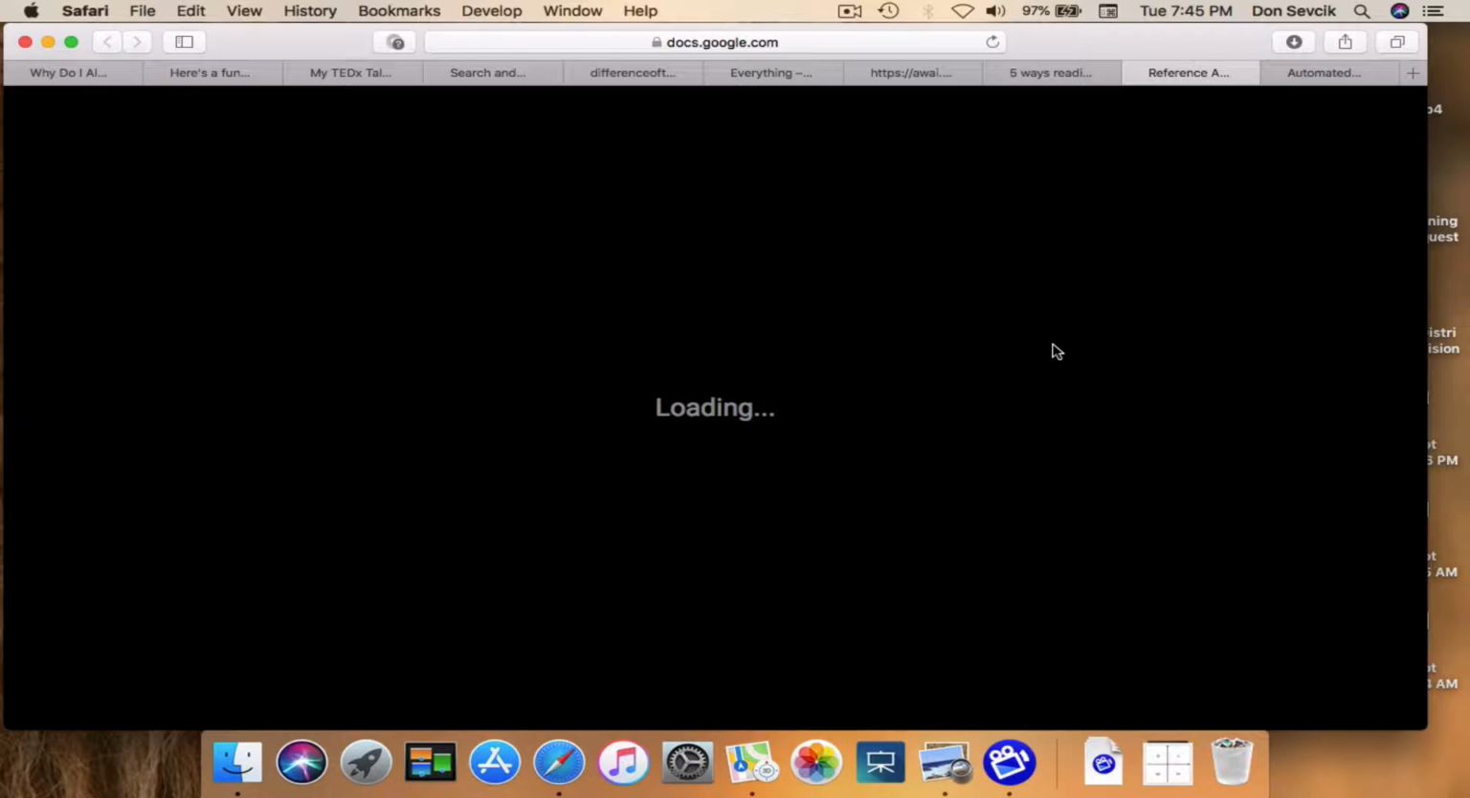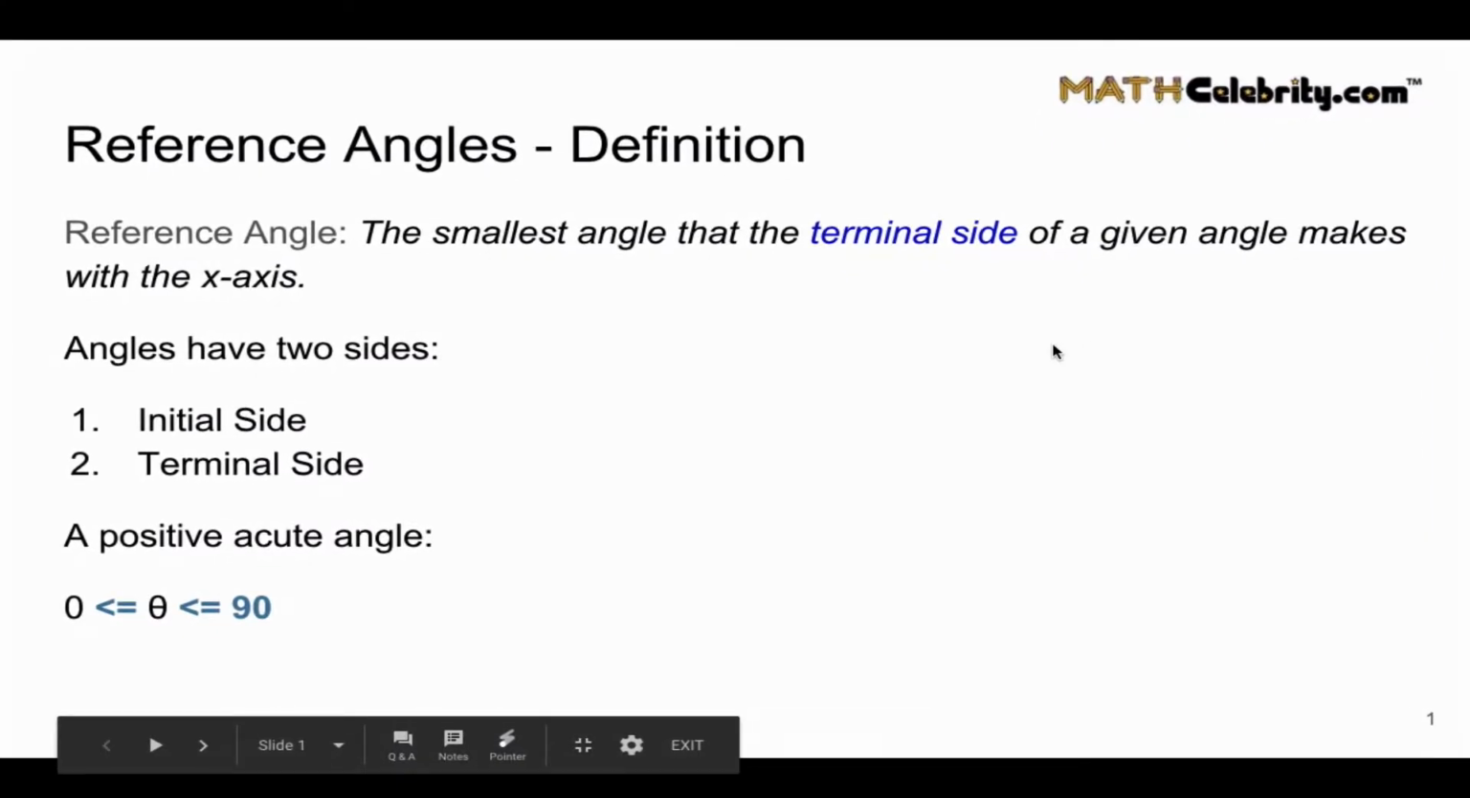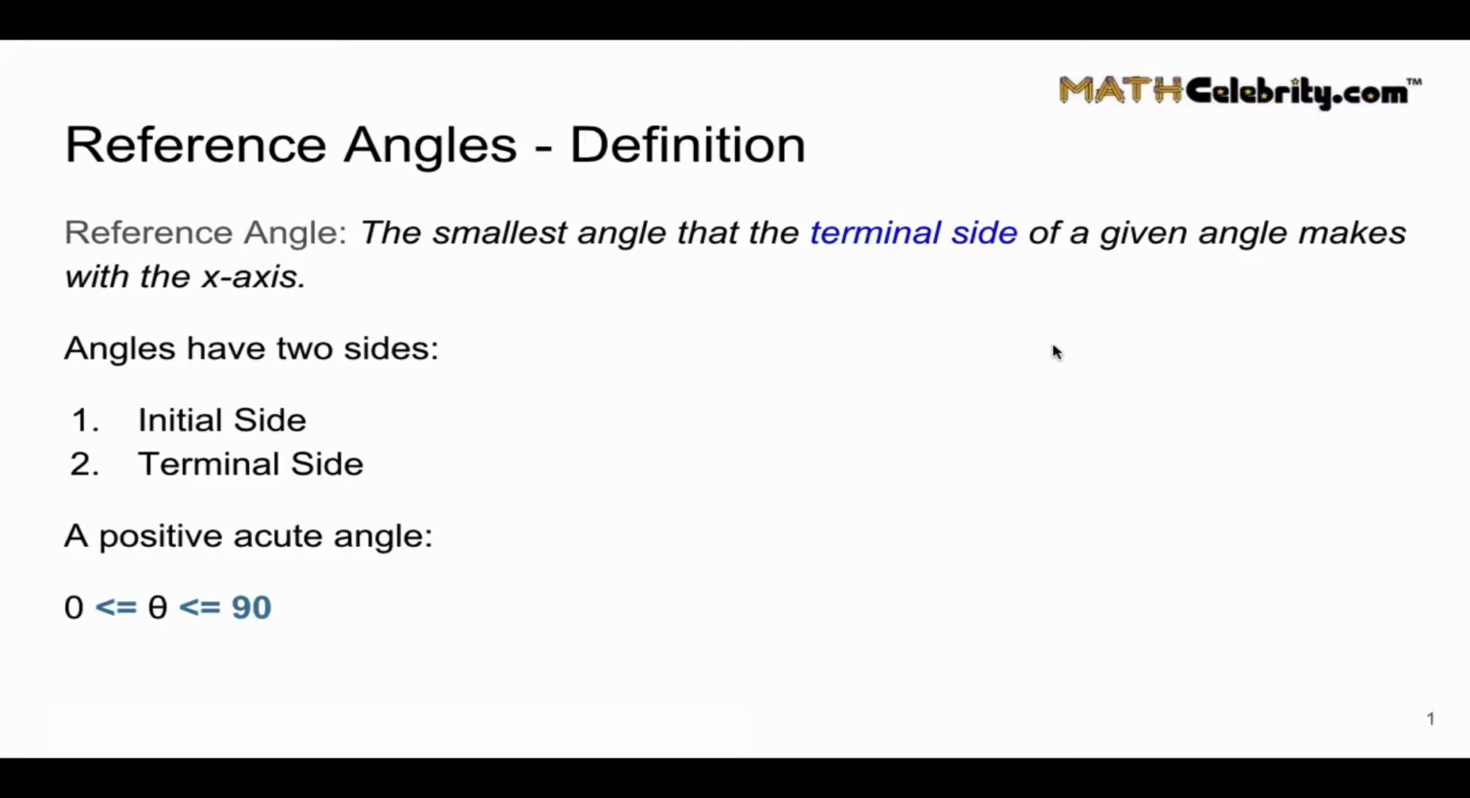First, let's walk through the definition of a reference angle. It's the smallest angle that the terminal side of a given angle makes with the x-axis. It's worth noting angles have two sides, an initial side and a terminal side. If you draw your angle, the terminal side is the one that completes the angle, and this is the one that you want to make contact with the x-axis. So the reference angle has to be a positive acute angle where theta is greater than or equal to 0 and less than or equal to 90.